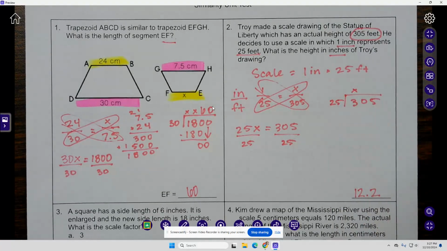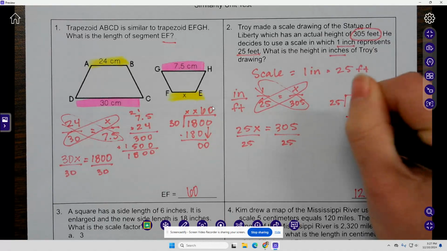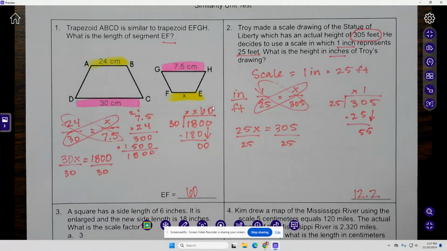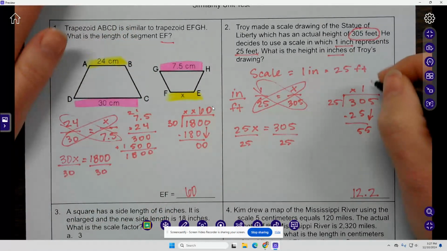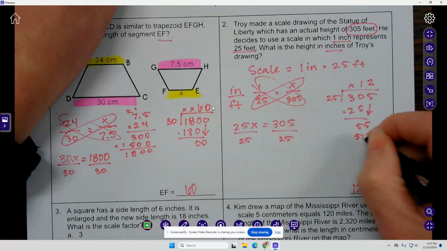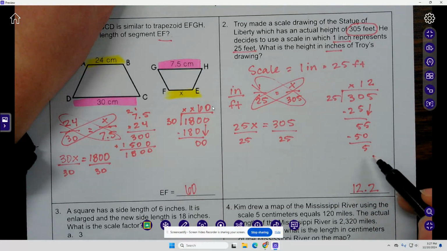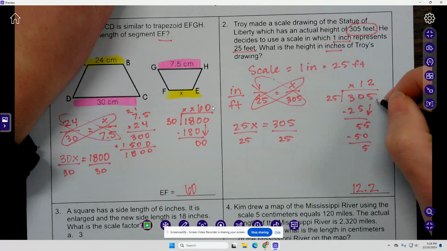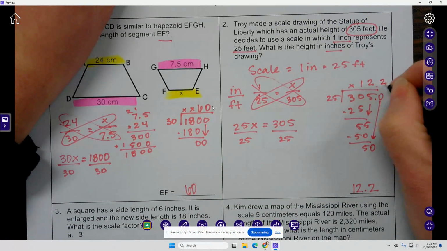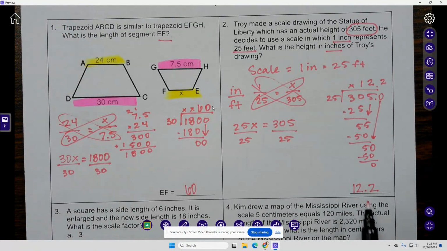25 can't go into 3, but it can go into 30 one time. So I'm going to subtract and get 5. I need to bring down my 5 and keep going. 25 can go into 55 2 times. 25 times 2 is 50. Now I don't have any other numbers to bring down, and my remainder is not 0, so I have to add a decimal and a 0. And 25 can go into 50 2 times. Now my remainder is 0, so my answer is 12.2.